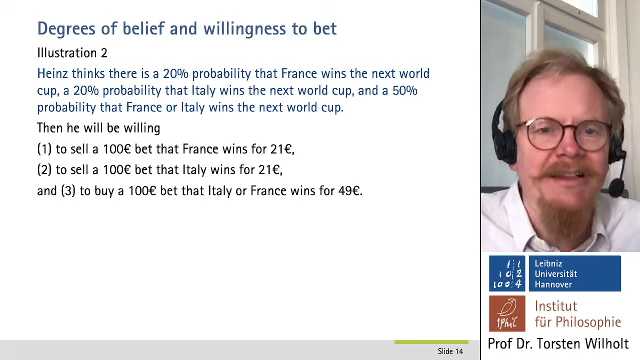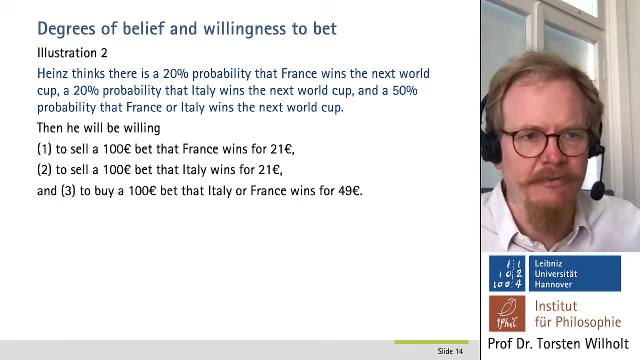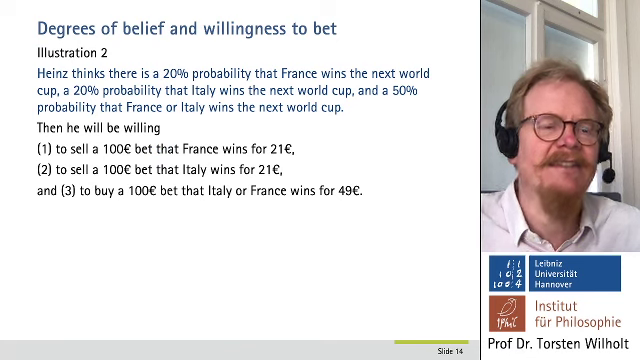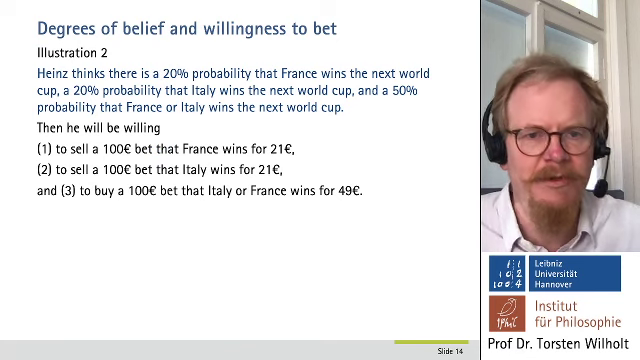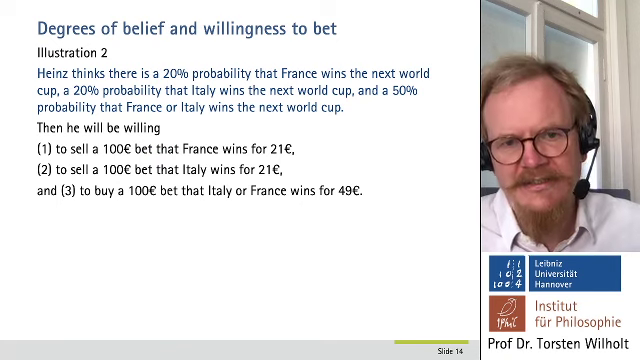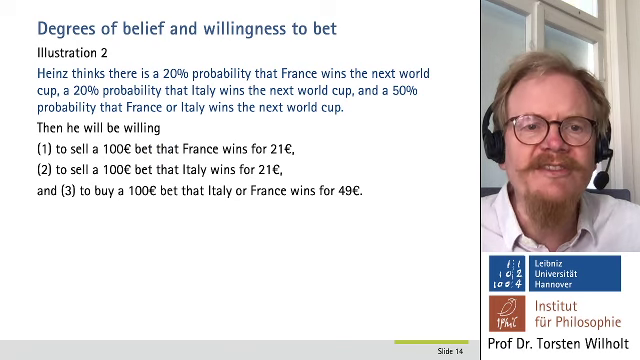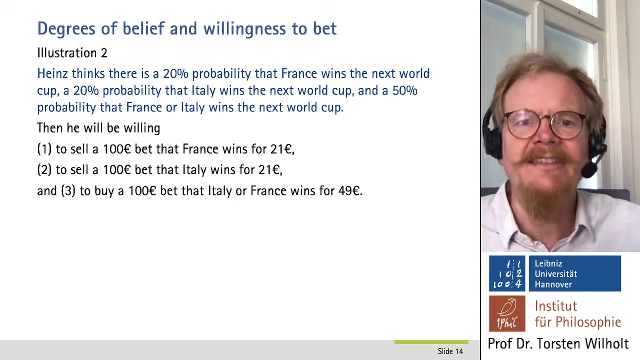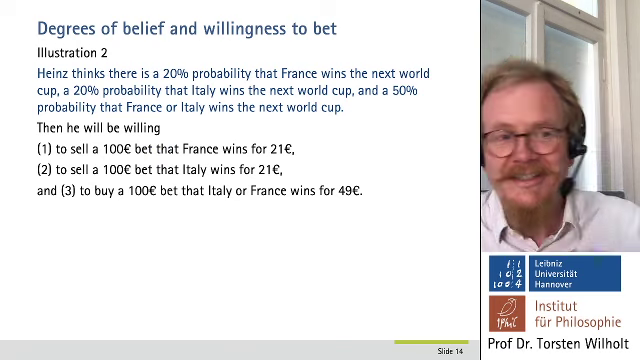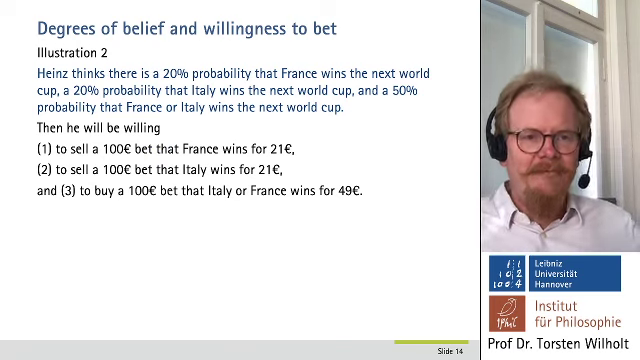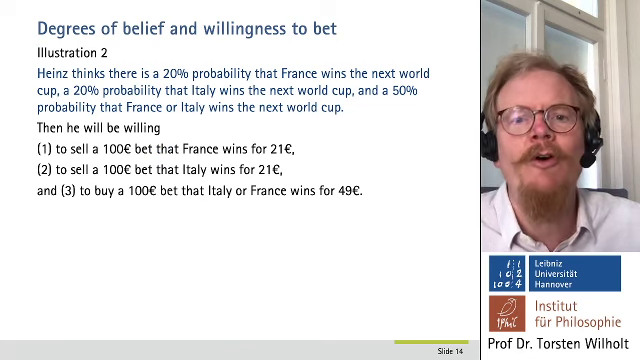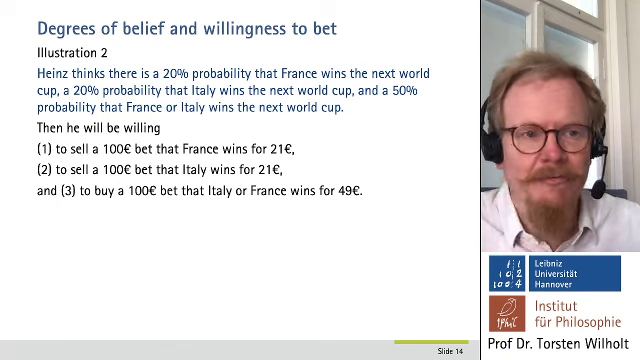He will be willing to sell a 100 euro bet that France wins for 21 euro. So he's now selling the bet. He's taking 21 euros from Alice and gives Alice the promise that she will get 100 euro if France wins. He also, at the same time, sells a 100 euro bet that Italy wins for 21 euro. He would also sell it for 20 euros 50, but okay. Alice gives him 21 euro, and he happily takes it. And also because of his third belief, he should be willing to buy a 100 euro bet that Italy or France wins for 49 euros.